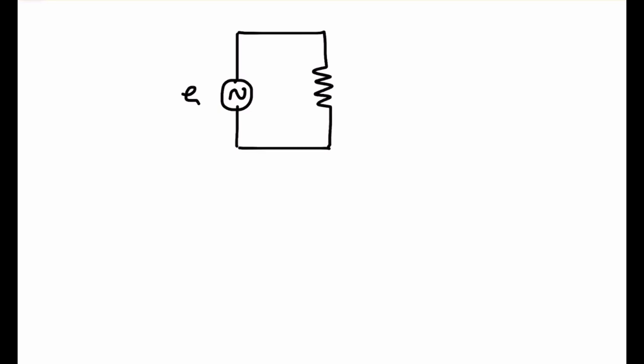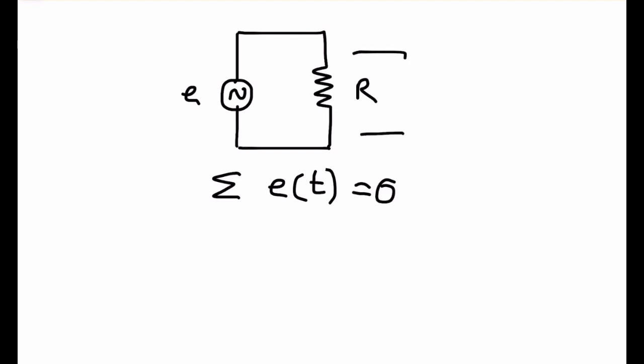Now, as we know, Kirchhoff's loop rule: the algebraic sum of the EMFs and voltages around a closed loop is equal to 0. So in mathematical form we write it as sigma E of t is equal to 0. That means the sum of the EMFs and potential differences around the closed loop is equal to 0. Now whatever voltage we apply here is completely appearing across this resistance, because there is no other device, as per Kirchhoff's loop rule.